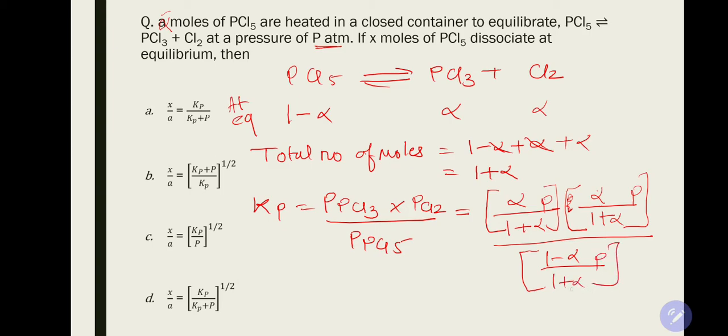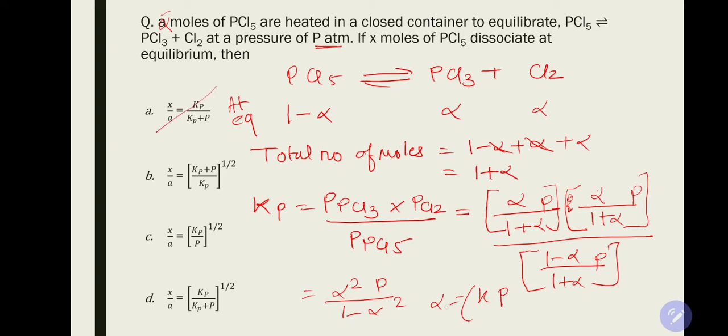Clear? Now solve this and you will get the answer. Kp is equal to alpha square P upon 1 minus alpha square. Solving this, you will get the value of alpha. Because you will get alpha square, you have to take the square root. The square root is nothing but half, so this option will get eliminated.